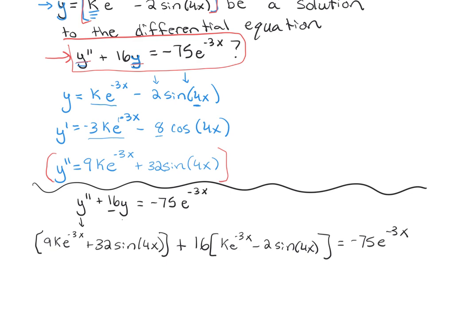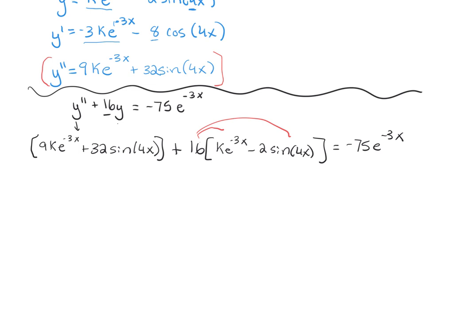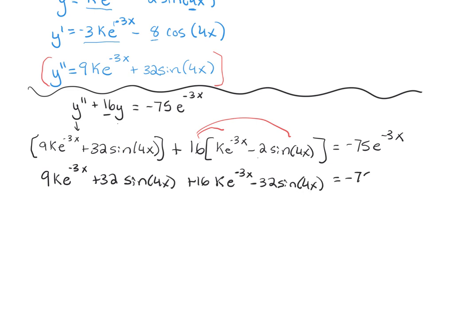This looks crazy. It looks complicated, but let's just go with it. What would you do if this was, now it's just like algebra. We have to solve for k. I have this 16. I'm going to distribute that 16. So 9k e to the negative 3x plus 32 sine of 4x plus 16k e to the negative 3x, and then 16 times 2, negative 32 sine of 4x equals negative 75e to the negative 3x.